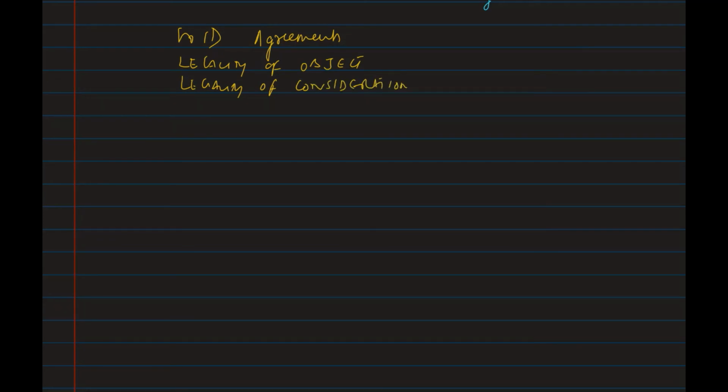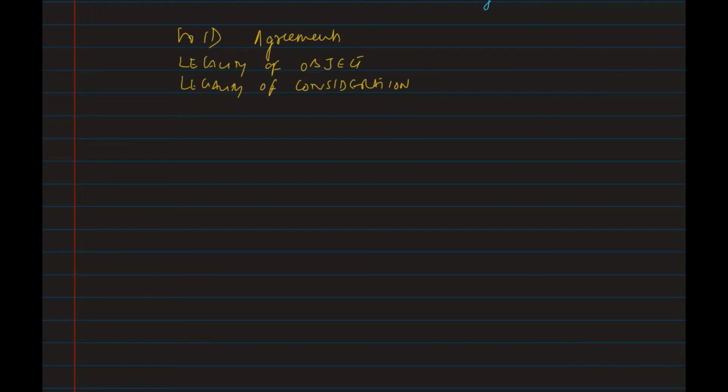So the other topic we are going to continue now is void agreements and legality of object. Because for every contract, the object should be legal, and also legality of consideration. We also discussed that consideration should be lawful or legal. These are all actually common topics only.